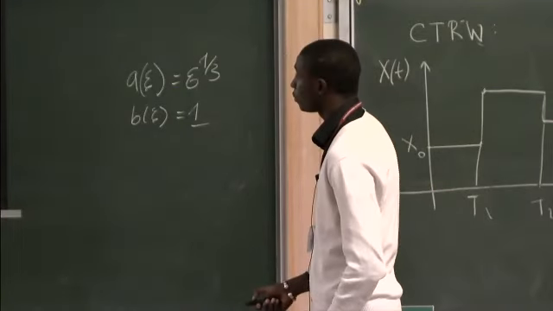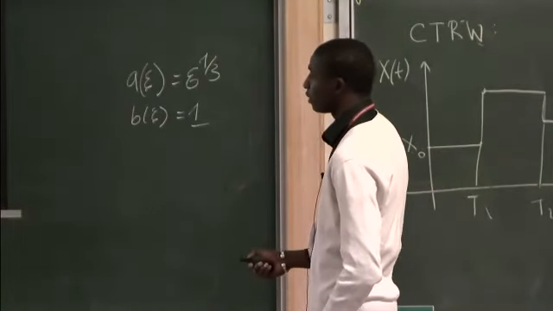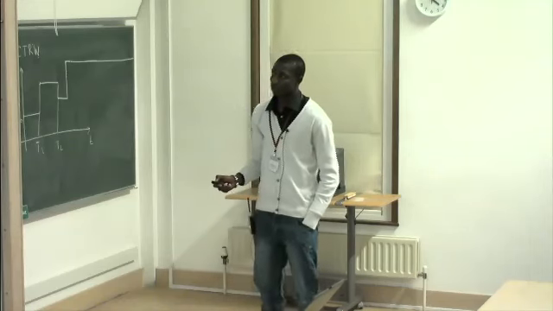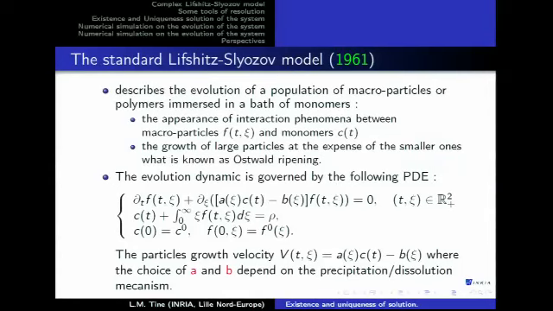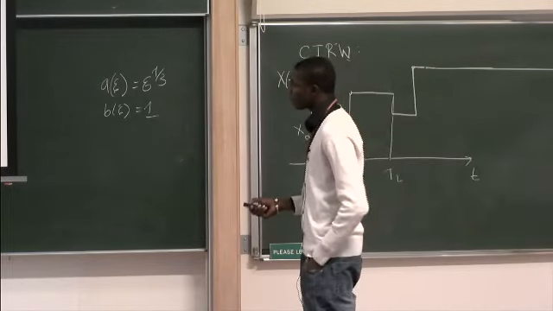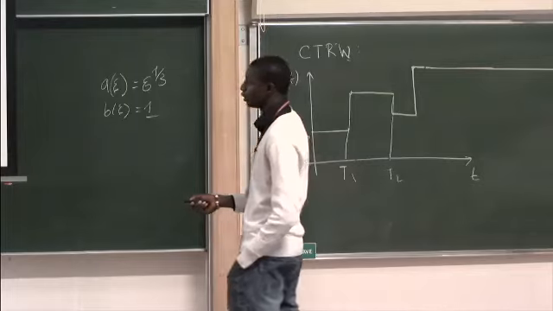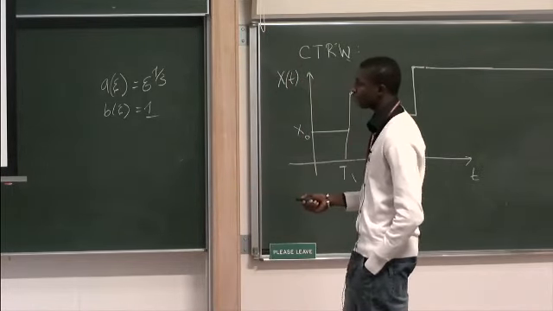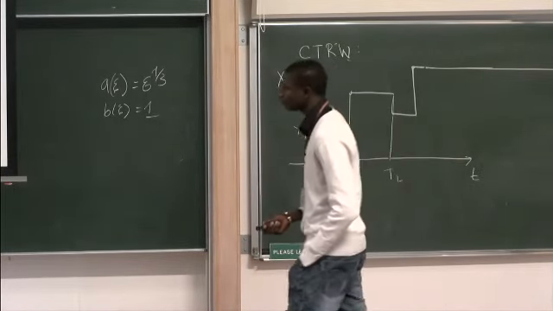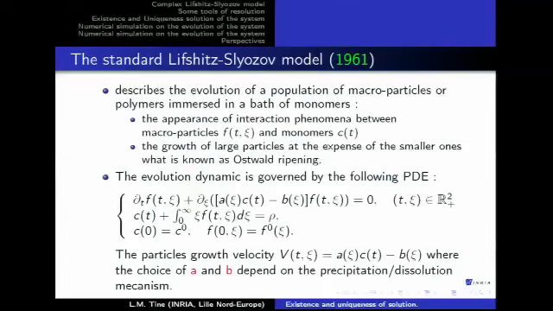The evolution of this system is governed by the velocity v, which depends on the kinetic coefficients a and b. These kinetic coefficients represent the rate at which monomers are added to or removed from a macroparticle of size x. Of course, the choice of the kinetic coefficients a and b depends on the precipitation-dissolution mechanism. This system, despite its apparent simplicity, is very intriguing in mathematical analysis.